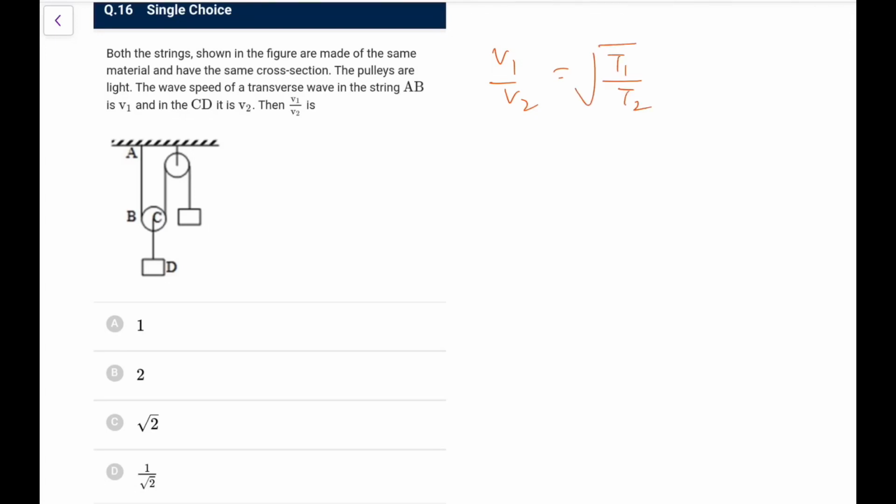So let T1 be this tension in AB, and this is T2. So going by our basic logic, because the pulley we always take to be massless and light, this is given. So I can directly say 2T1 would be equal to T2. So T2 is double. So that comes out as 1 by root 2. So it's an easy one for you. Option D, just basic pulley mechanics.